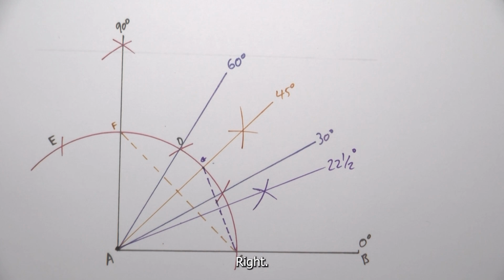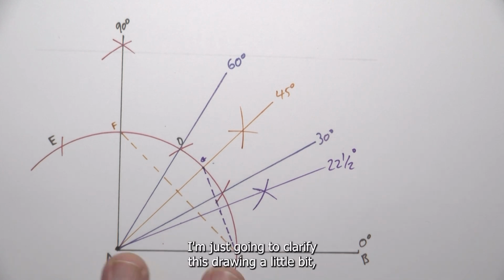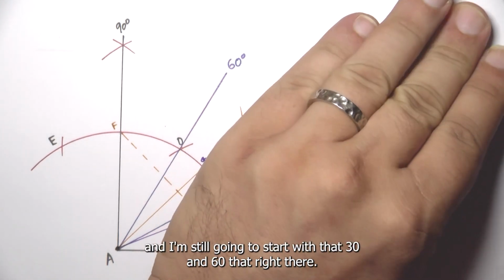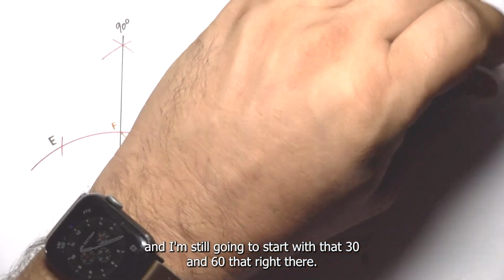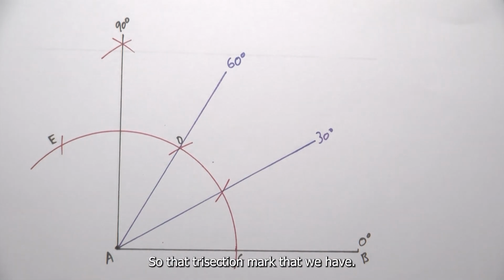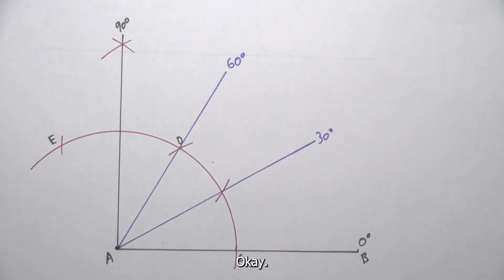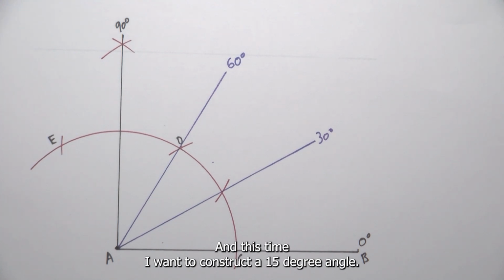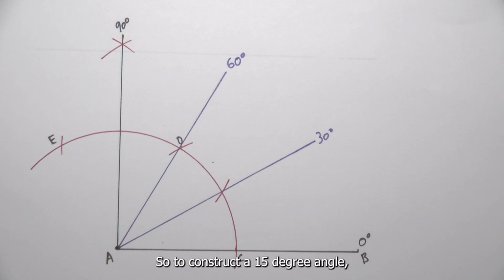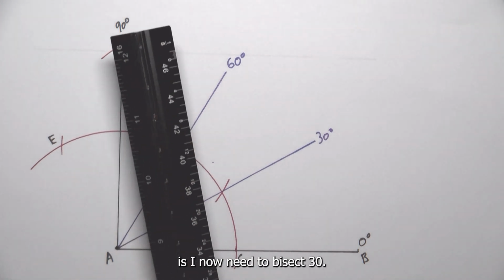Right? So now, let's do a couple other things here. I'm just going to clarify this drawing a little bit. So I'm going to take this one away, and I'm still going to start with that 30 and 60 that are there. Okay? Just that trisection mark that we have. So here's the 30 and 60. Okay? And this time I want to construct a 15-degree angle. Right? So to construct a 15-degree angle, what I need to do is I now need to bisect 30. Right?